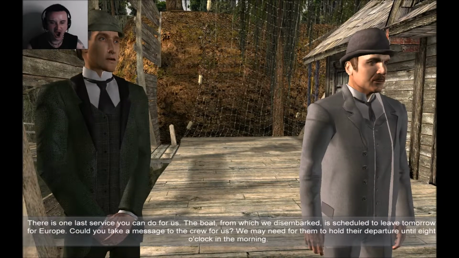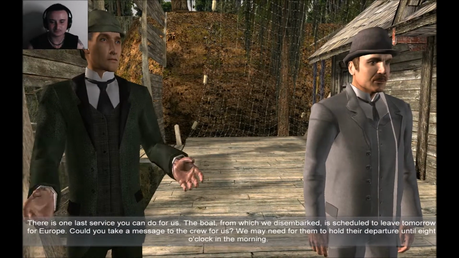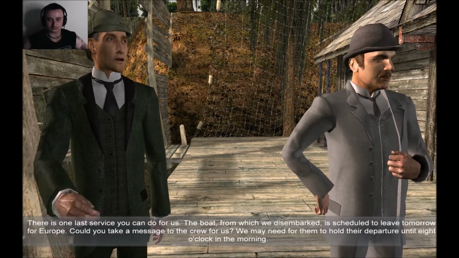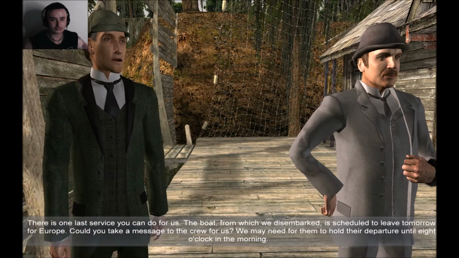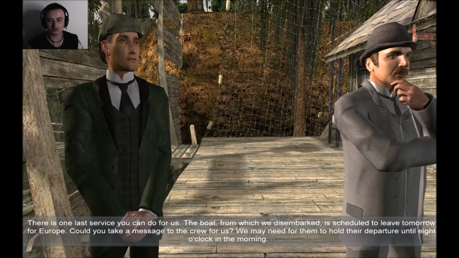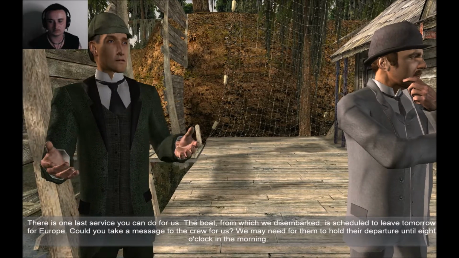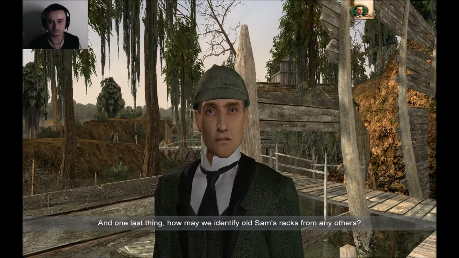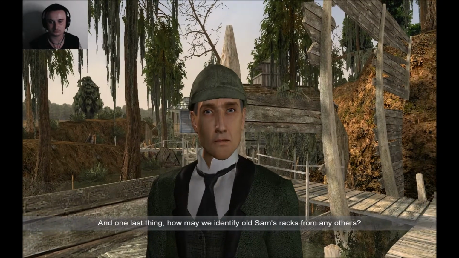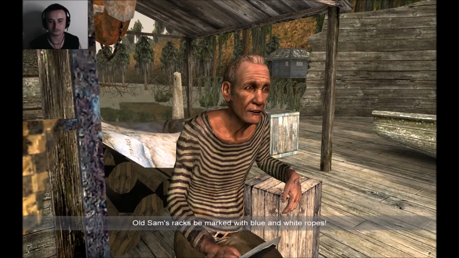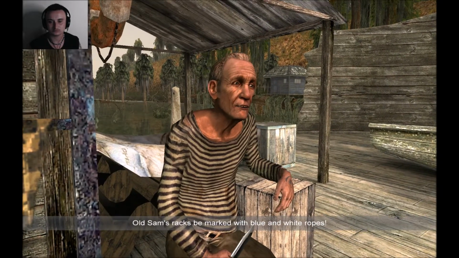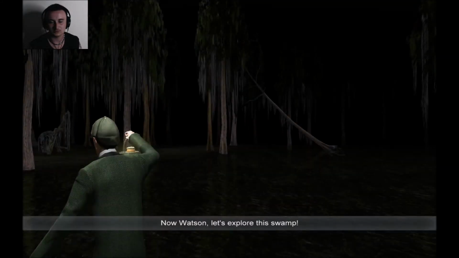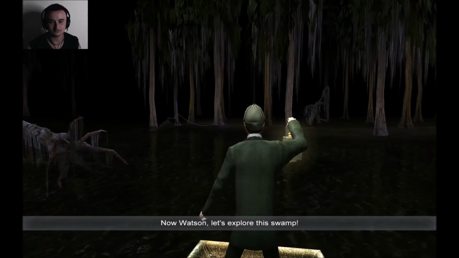There is one last service you can do for us. The boat from which we disembarked is scheduled to leave tomorrow for Europe. Could you take a message to the crew for us? We may need for them to hold their departure until 8 o'clock in the morning. Will do. And one last thing. How may we identify Old Sam's racks from any others? Old Sam's racks be marked with blue and white tops. Now, Watson, let's explore this swamp.